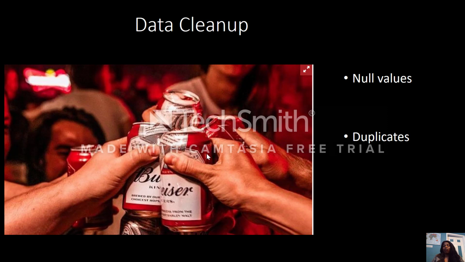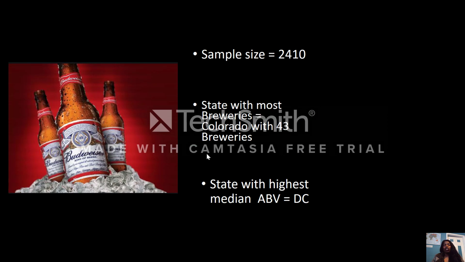For the null values, we knew that we wanted to do some statistical tests that required us to have values in order to have the correct results. So we just went ahead and gave them zero values. And for the duplicates, we just went ahead and removed them. Then we started looking into the data that's cleaned and good to go. The sample size for that was 2,410 records.